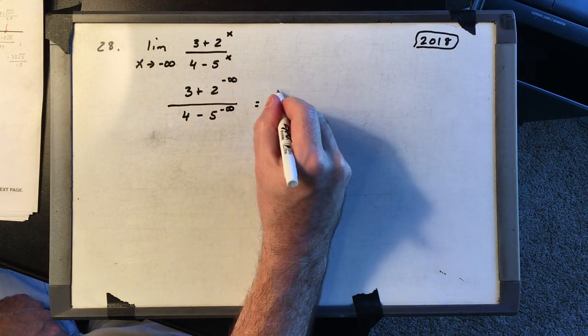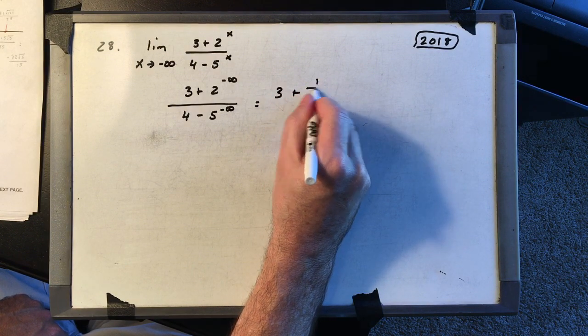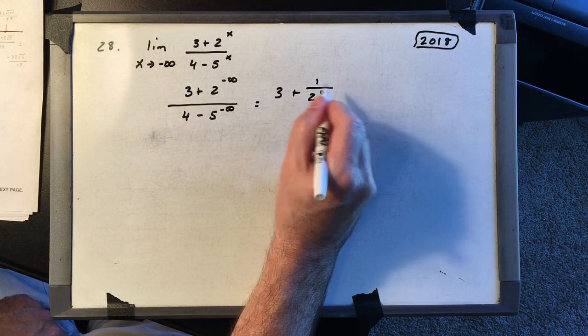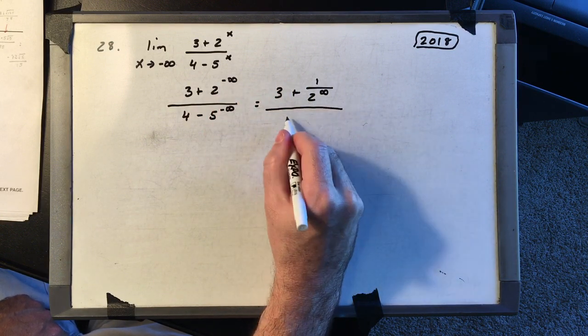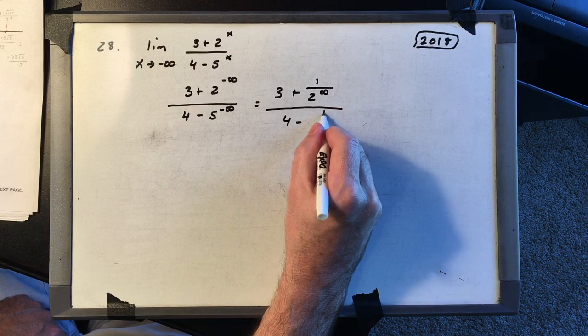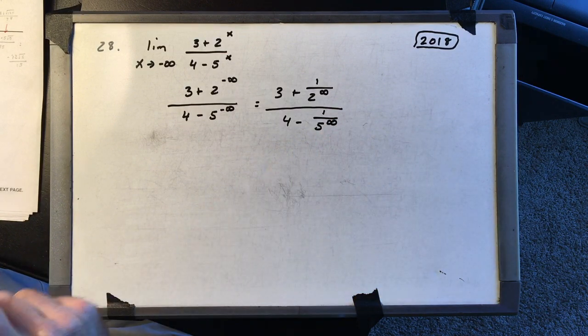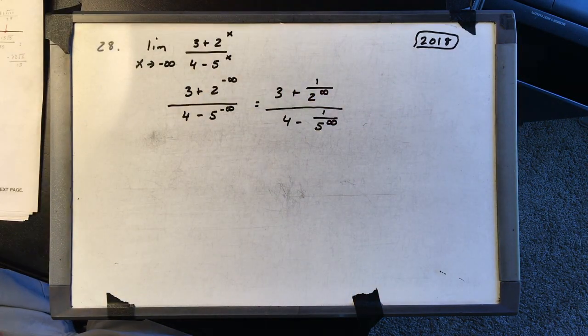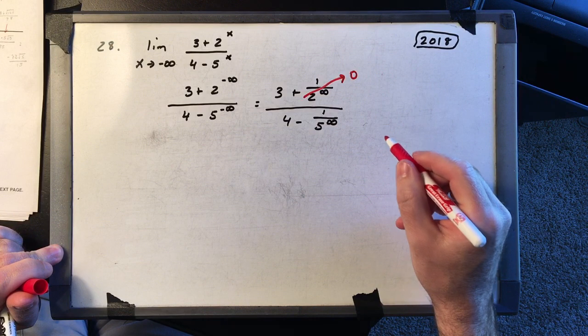Well, that's just 3 plus 1 over 2 to the infinity, right? If it's a negative exponent, you take it down to the bottom. Over 4 minus 1 over 5 to the infinity. Well, what does 1 over 2 to the infinity approach? That's just like 0, right?